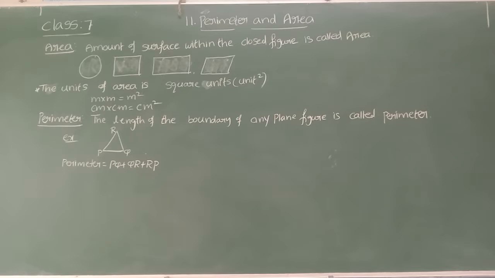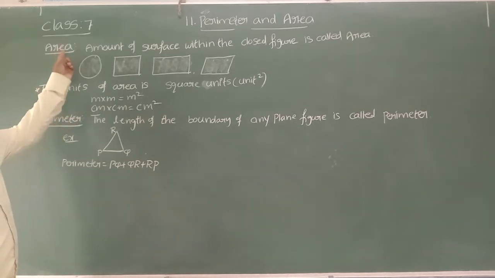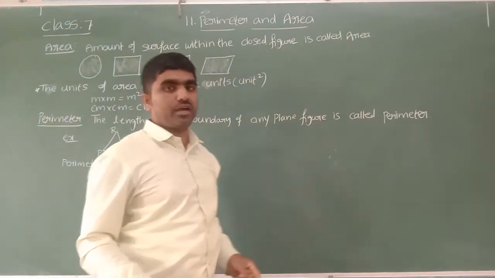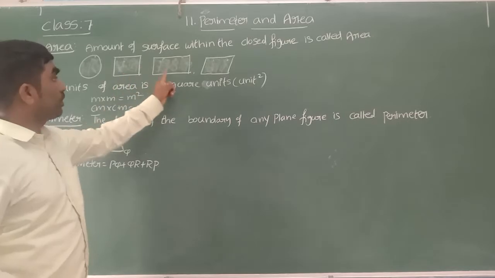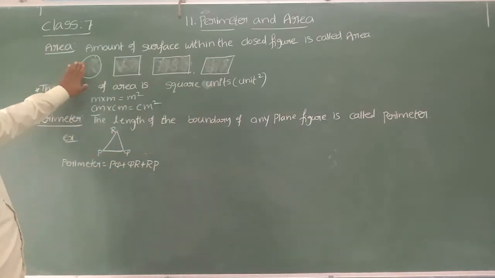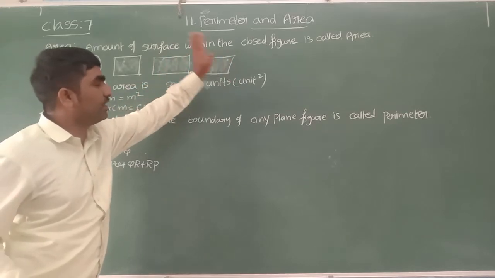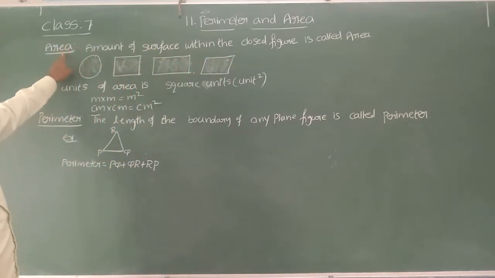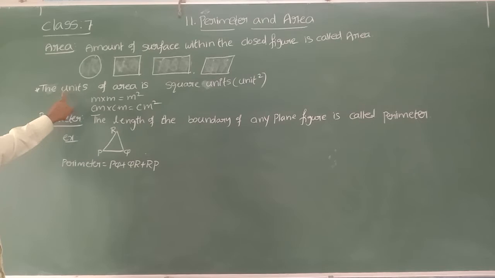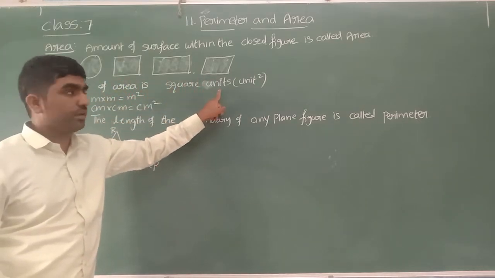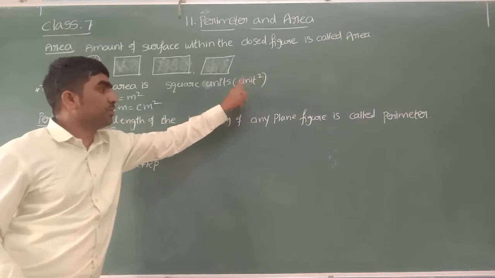Yes, children, you can see here the definition of area and perimeter. Area: the amount of surface within the closed figure is called area. All these are closed figures. The amount of surface inside the closed figure is called area. One important point is that the unit of area is square units. You can write it like this: square unit.